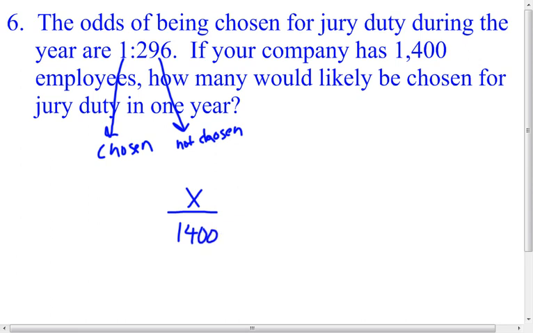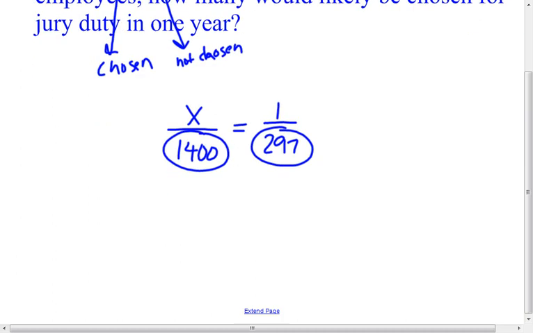The most common mistake I see is that people will do this, 1 in 296. But be careful because 296 is not the total number of outcomes you have. 296 is the number of people that won't get chosen, okay? So you can't switch the odds to that, but there's one person that will get chosen out of 297 total people. And if this is the total people, then this needs to be the total people so that you can keep that proportion equal to each other, okay?